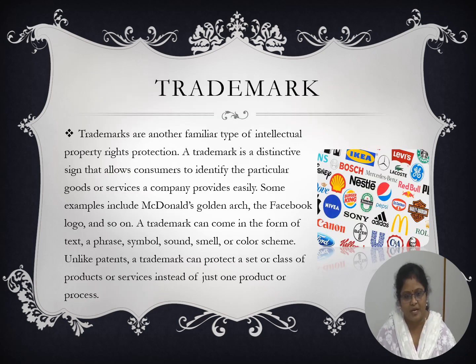Another part is trademarks. Trademarks are familiar in intellectual property rights protection. A trademark gives a distinctive sign that allows the consumer to identify a product among goods and services. Some examples are McDonald's and the Facebook logo. A trademark can come in the form of text, symbol, sound, smell, color and so on. Unlike patents, a trademark can protect a set and class of products and services instead of just one product or process.